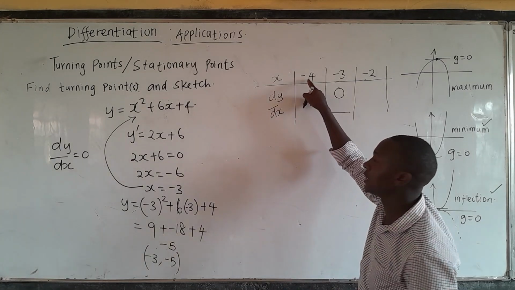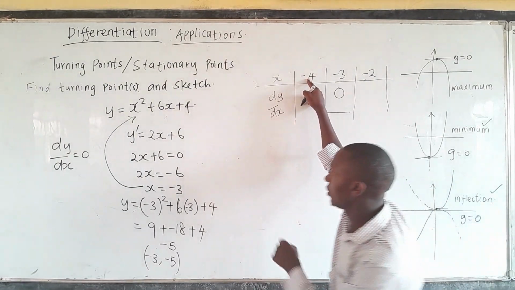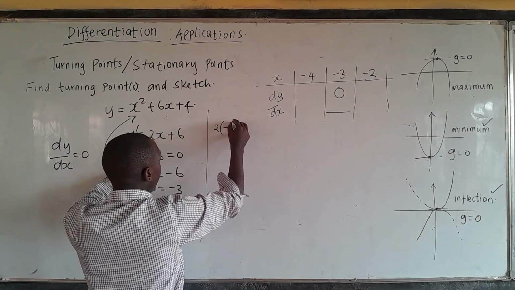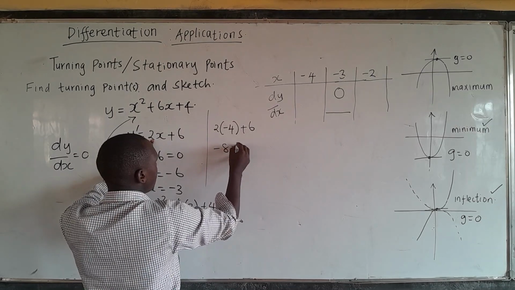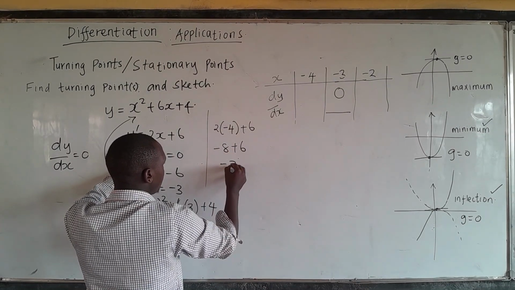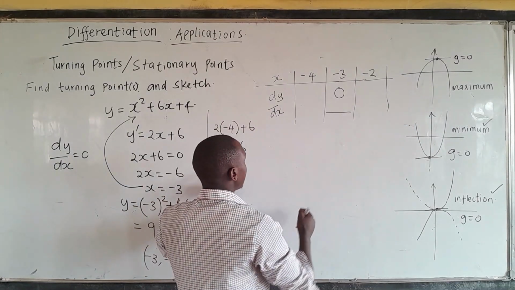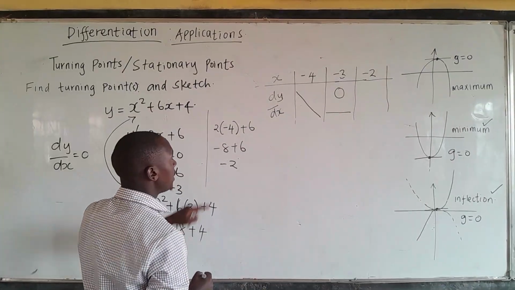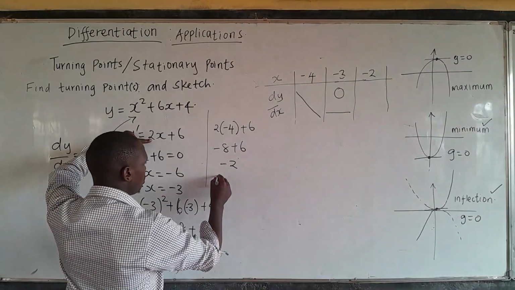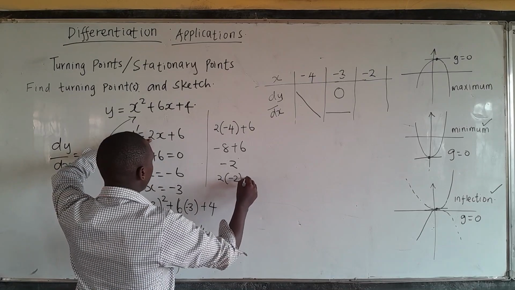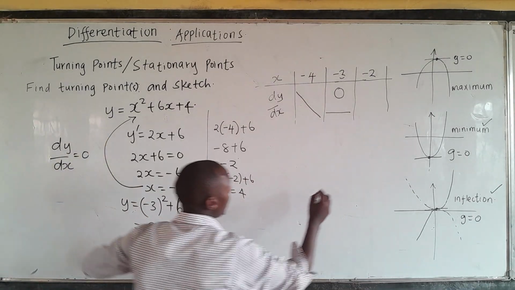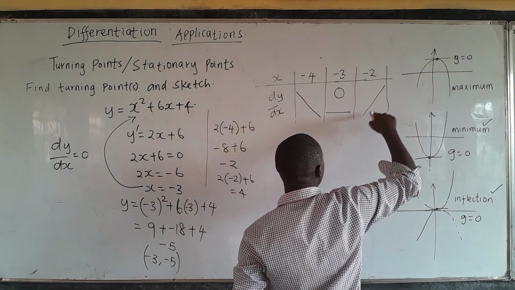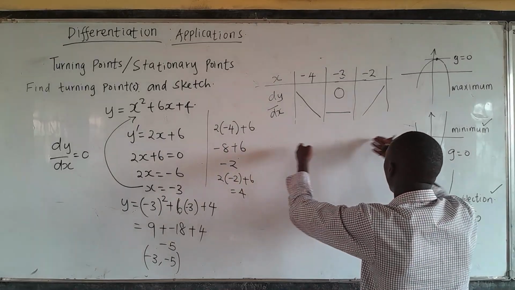Now, what about if we insert negative 4 in our gradient function? We're going to have 2 into negative 4 plus 6, and that is negative 8 plus 6, and that is negative 2. Now, negative 2 is a negative gradient, and a negative gradient is drawn like this. Now, if we insert negative 2 in our function, that is going to be 2 multiplied by negative 2 plus 6, and that is 4, and 4 is a positive gradient. So you notice that this is going to be a minimum. The curve will open upwards.